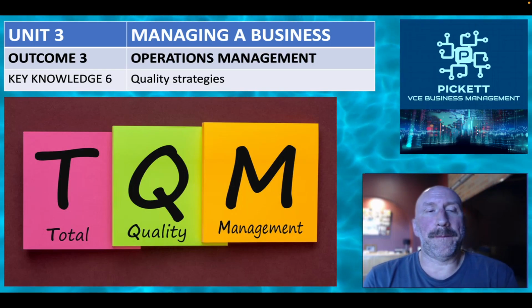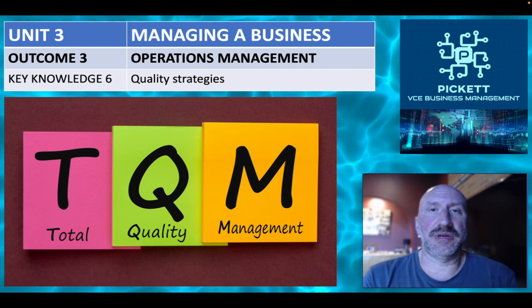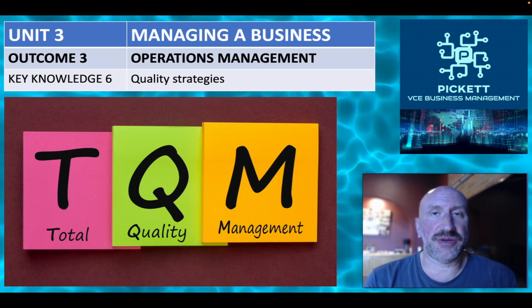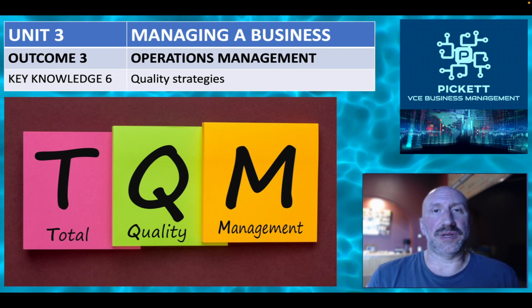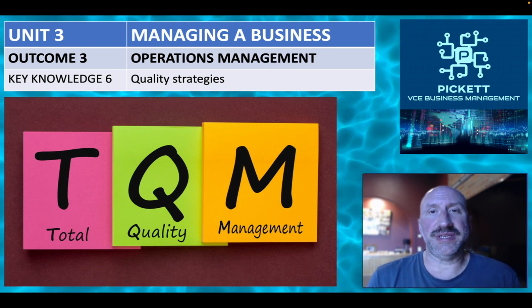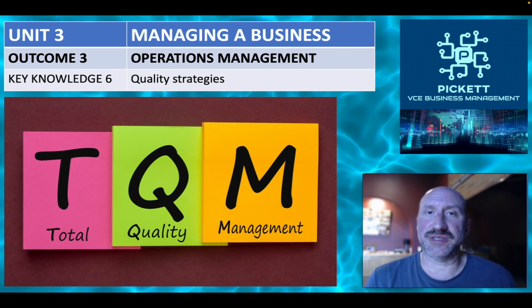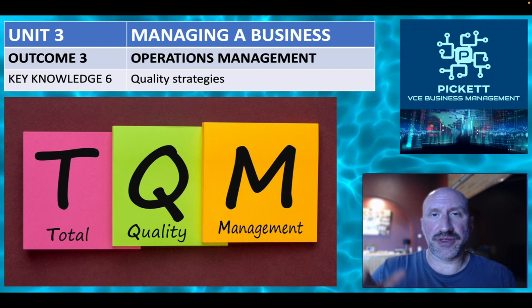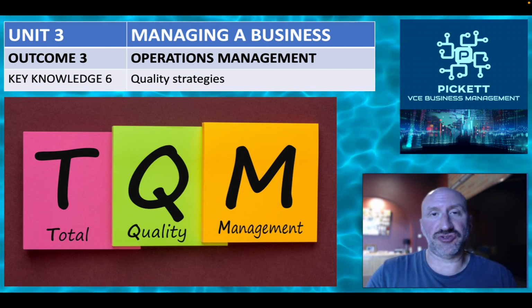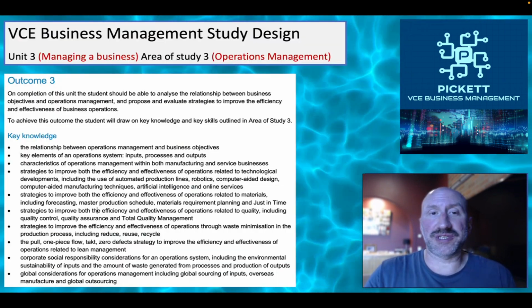Right, guys, welcome back to the 6th Key Knowledge dot point in this third outcome of Unit 3. In this video, we are looking at quality strategies. So we started with technology strategies, then we covered material strategies. Now we're moving on to the third of the fourth set of strategies, this being quality.